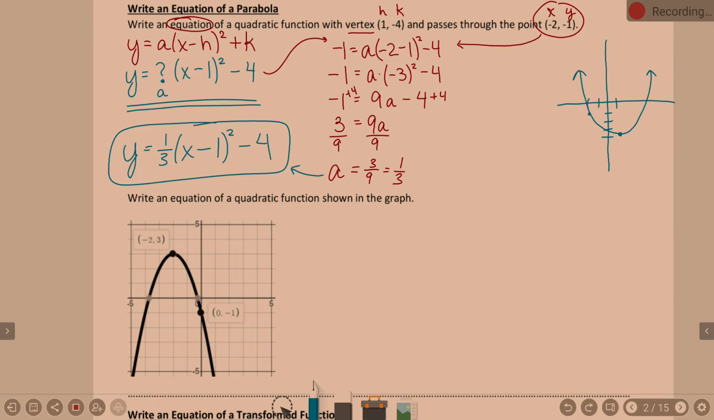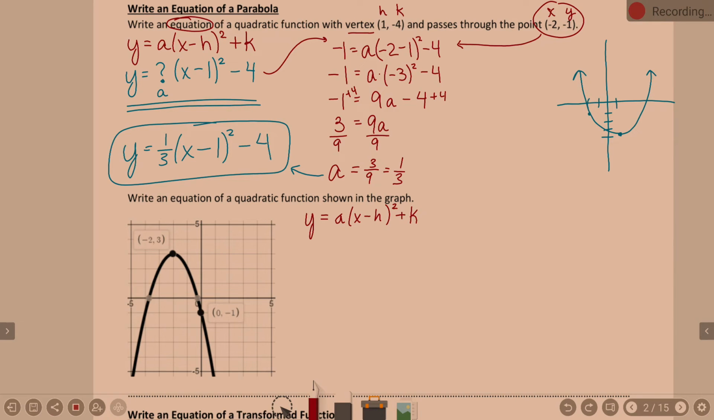Okay, changing it up already. Second example. Write an equation of a quadratic function shown in the graph. Are we doing the same thing? Yeah. Do we have a vertex? Yeah. Do we have an extra point? Yeah. Yeah, same thing, just different setup. So we're still using the idea of the form y equals a times x minus h squared plus k.